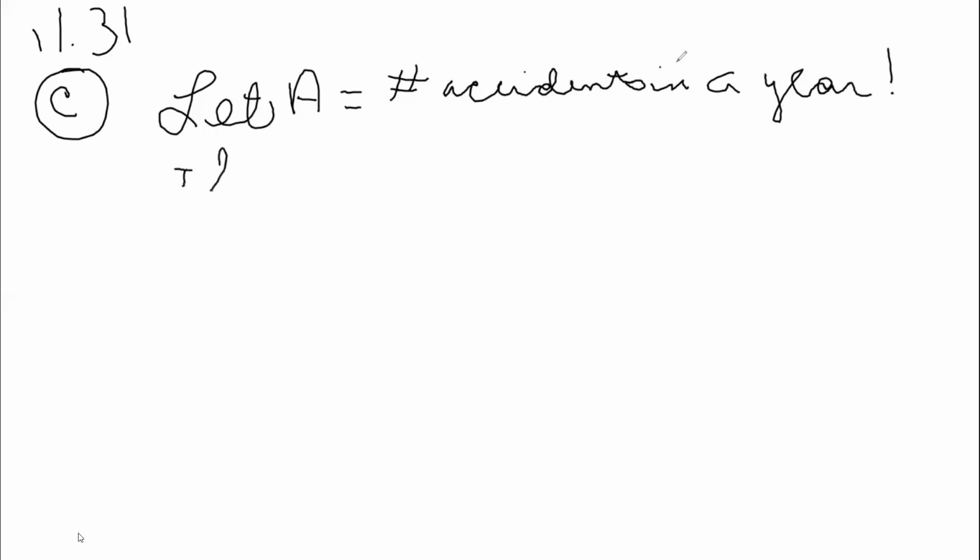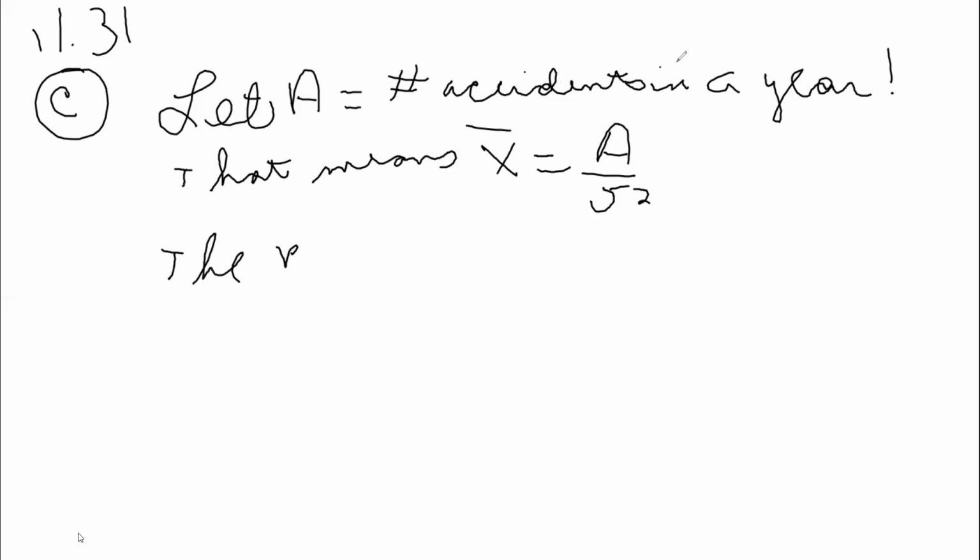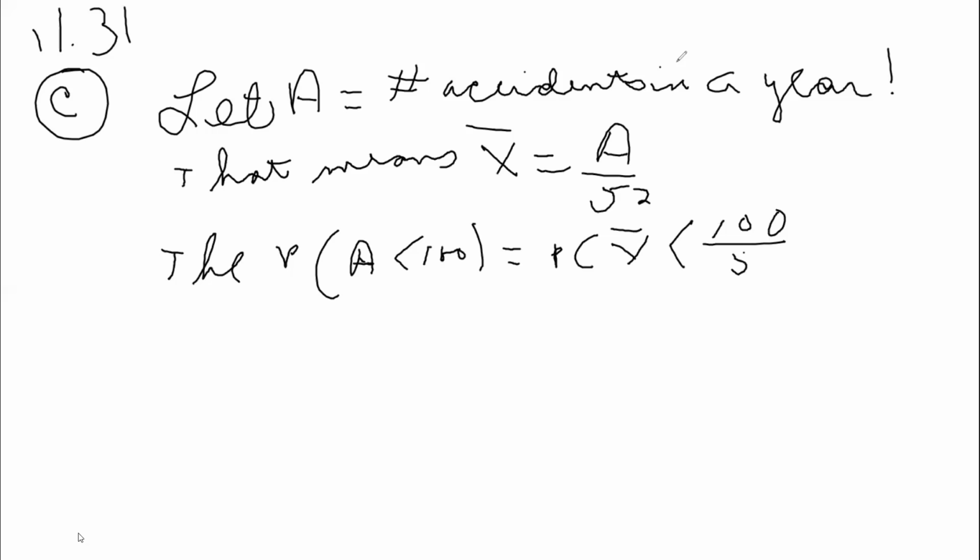So that means that x bar is the number of accidents in 52 weeks. So we write it out like this. The probability of A being less than 100, because that's what they asked for, is P of x bar less than 100 divided by 52. That's how it's set up. Get your z-score.